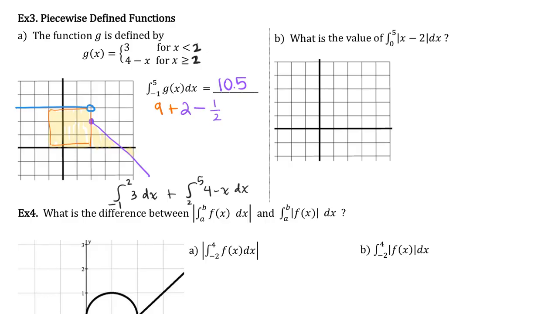Okay, let's look at b. b asks what is the value of the integral from 0 to 5 of the absolute value of x minus 2 dx. Here, I'm going to graph this. Absolute value makes a V. The transformation is it goes to the right 2. So right 2, and it's going to make a V shape.